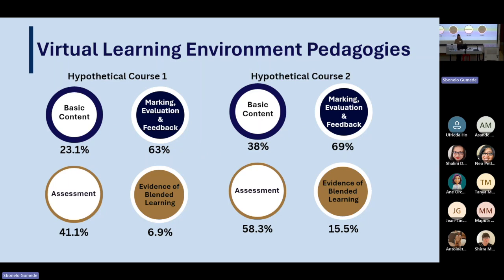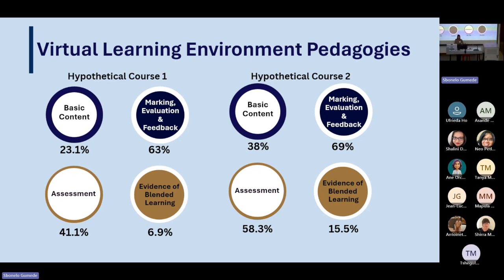So the first course presented a lower score of 23.1% compared to the second course, which had a higher percentage in the basic content category, indicating that fewer types of learning materials were available compared to the second course. In the marking, evaluation, and feedback section, the second course achieved a 69% audit score, reflecting more consistent evidence of grading practices, evaluation mechanisms, and feedback provided through the LMS.